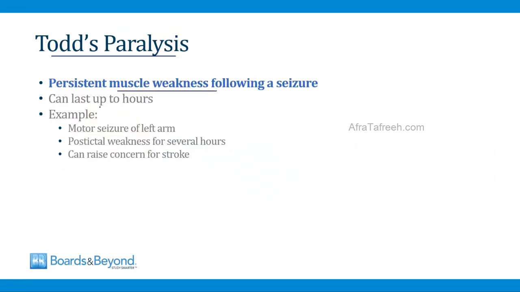Todd's paralysis is a term that refers to persistent muscle weakness following a seizure. It can last for several hours after the seizure event. So for example, if a patient has a motor seizure of their left arm, and then during the postictal period after the seizure, there can be weakness for several hours. That's caused by Todd's paralysis. And the biggest problem about this is it can raise concern for a stroke. One of the potential causes of a seizure is a stroke, and when after the seizure the patient has motor weakness, you can worry that they've infarcted a portion of the motor cortex.